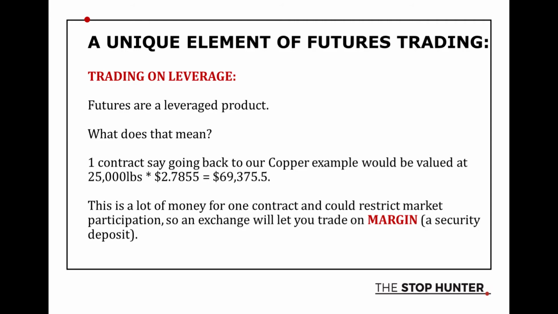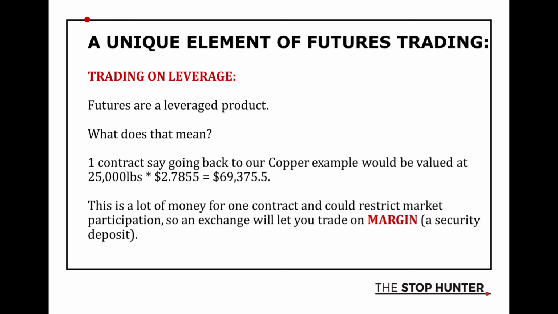Let's go back to our copper example to explain one of the most fantastic things about futures trading, and also one of the most dangerous, and that is leverage. Now remember, our one contract of copper, if the price was $2.78, we times that by 25,000 and the value of that contract is $69,375. That is rather expensive for almost everyone.